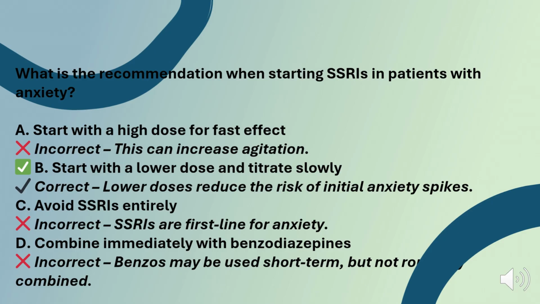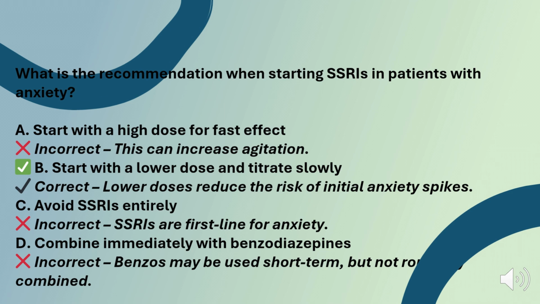So if you said B, start with a lower dose and titrate slowly, you are correct. And actually, we already talked about this just a few slides back. Low doses reduce the risk of initial anxiety spikes. So you start low and you go slow. Start with a high dose for fast effect. That's incorrect because that's only going to cause agitation. It's going to cause way more side effects if you start with a high dose.